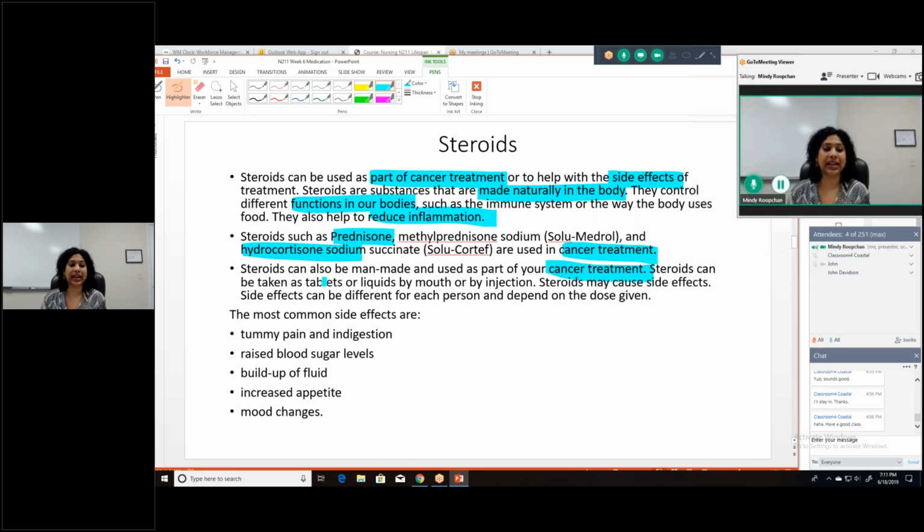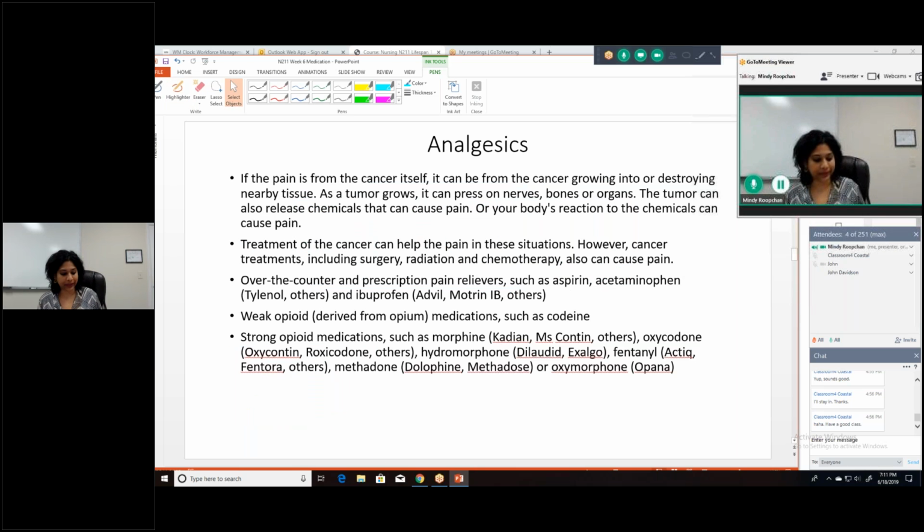So steroids are taken as tablets or liquids by mouth or injection. They cause side effects, which can be different for each person depending on the dose that is given. So we have the most common side effects: stomach pain, raised blood sugar, we know that it increases the glucose level, buildup of fluid, increased appetite, and mood changes. So these are the common side effects that will happen.